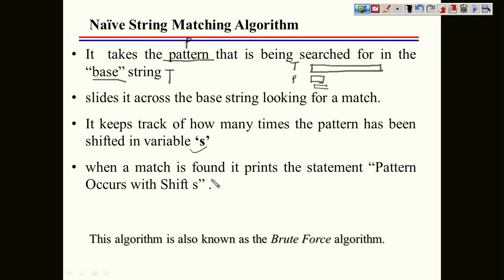When a match is found, we print the statement that pattern occurs with shift s. If we are only looking for one pattern, you can stop whenever you find a valid shift. Otherwise, if you are looking for all the occurrences of the pattern in the text, then you keep on shifting until the algorithm ends. And this is a brute force algorithm. We will discuss some more basic points about this, and then we will take one example and apply this algorithm to see how it works.